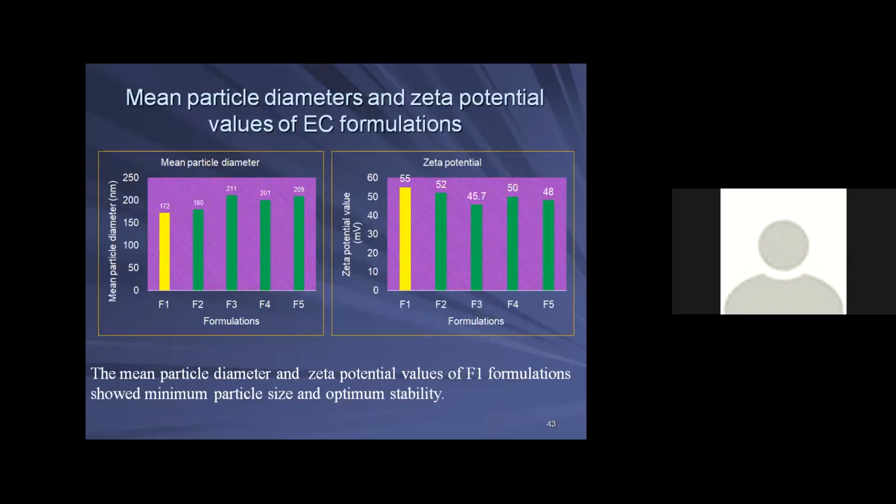The mean particle diameter and zeta potential values have been determined for the EC formulations. Among the 5 formulations, F1 showed the minimum mean particle diameter of 172 nanometers. The zeta potential value is also highest for the F1 formulation.